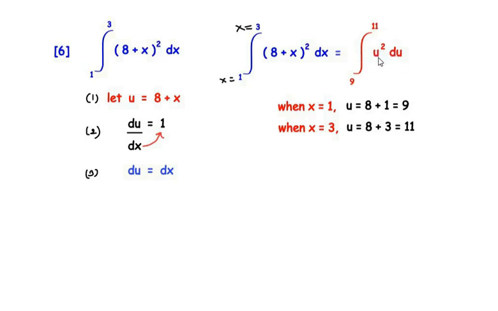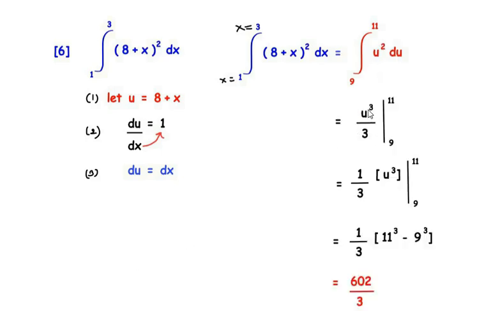Now this is of the form x to the power of n. So we are going to use the power rule of integration to integrate this term. So we get u to the power of, now using the power rule of integration, the power of u increases by 1. So 2 becomes 3 over 3. Now the upper and lower limits are 11 and 9. So we don't have to write here plus c because this comes under definite integrals.